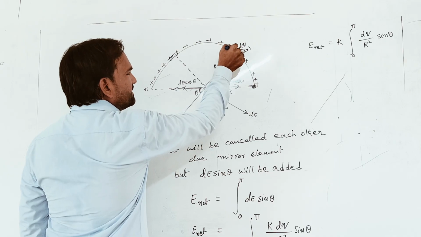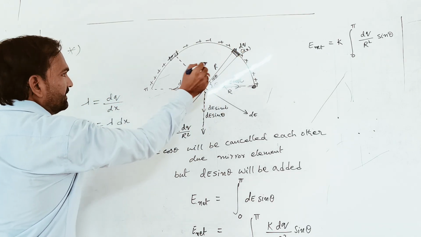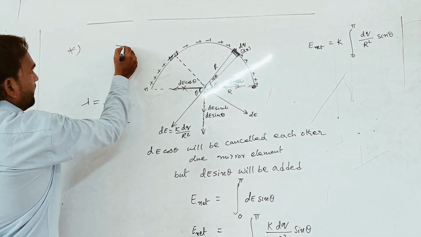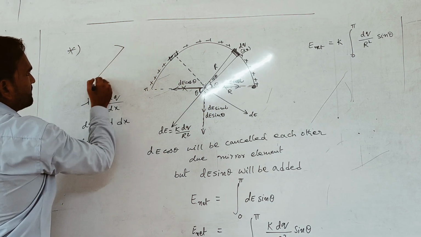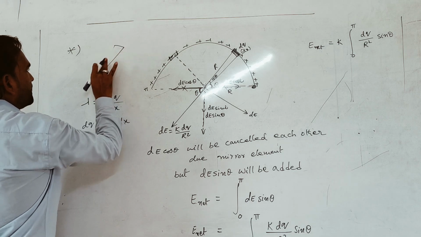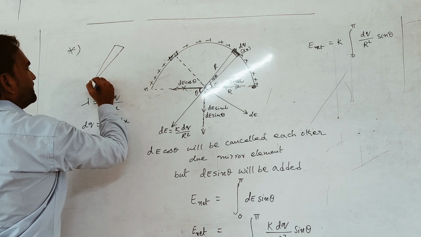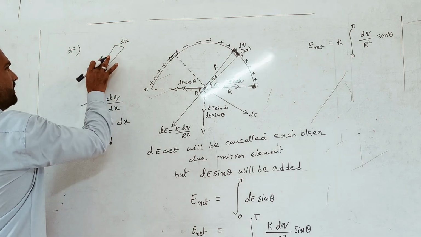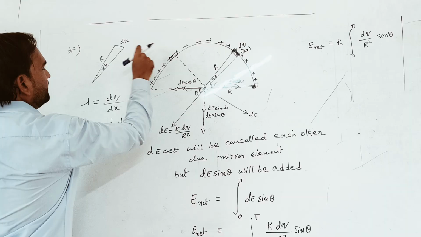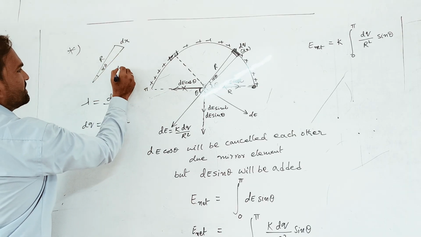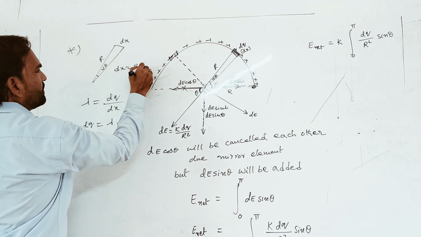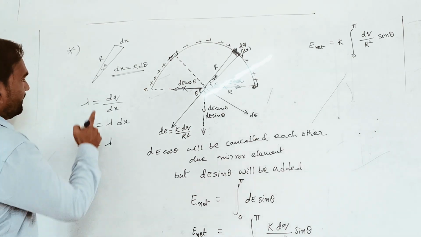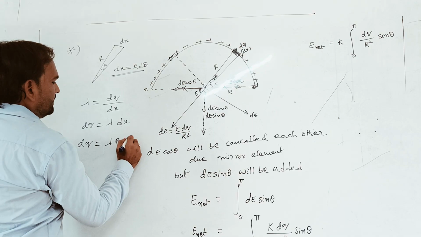dx, what is the distance? How can you get the dx distance? You know very well, dx is the arc length. Okay, students? Like that, d theta is here, r is the radius, and this is the dx. We will find that dx is equal to r into d theta. Yes or no? So dx is r d theta.